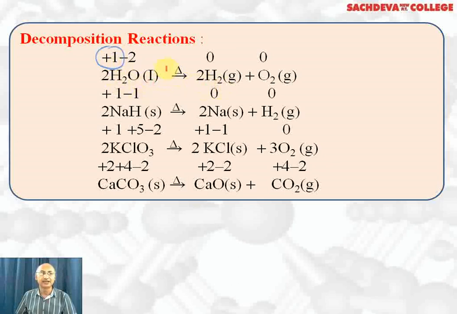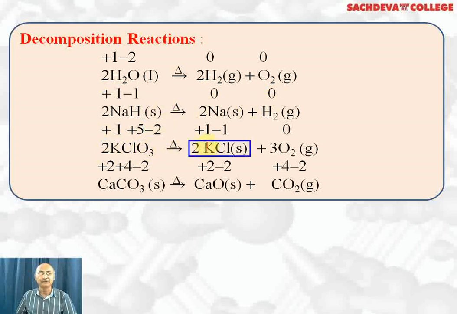Here hydrogen is +1 and here hydrogen is 0. So hydrogen oxidation state is decreasing from +1 to 0, whereas oxygen is increasing from -2 to 0. So it's a redox reaction. In second reaction, sodium hydride is decomposing to sodium metal and hydrogen gas. Sodium +1 is changing to 0 and hydrogen -1 is changing to 0. So this is a redox reaction. In KClO3, potassium is +1, Cl is +5, oxygen is -2.